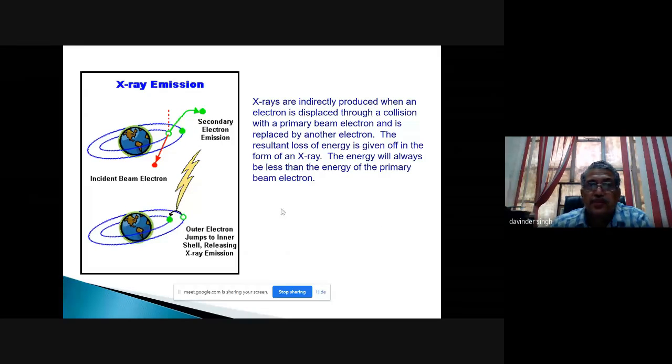X-ray emission is based on a simple phenomenon. If you hit the electron and a higher orbit electron shifts to a lower orbit, then definitely it emits the X-rays.